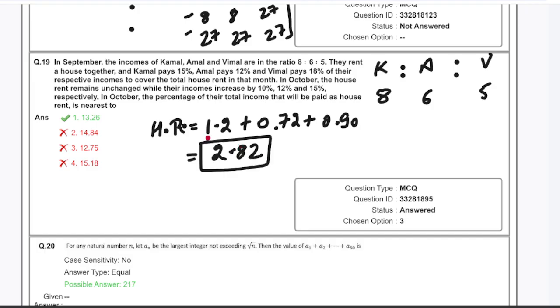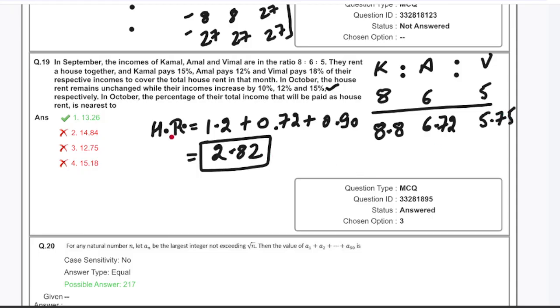This amount does not change, but the income got changed. Now the new income which they have: in October the house rent remains unchanged while the income increased by 10%. 8 into 10, that is 80, that means it increased by 0.8, that means 8.80. 12% was increased for Amal. 12 into 6, that is 72, so this became 6.72. For Vimal it went up by 15%, so 15 into 5, 75, that means it became 5.75.